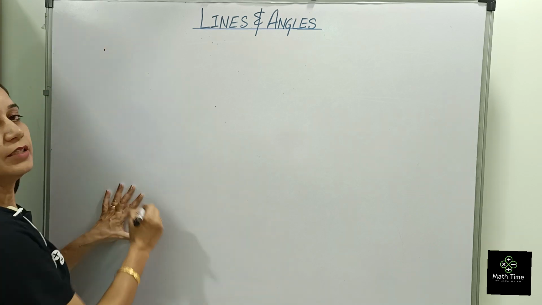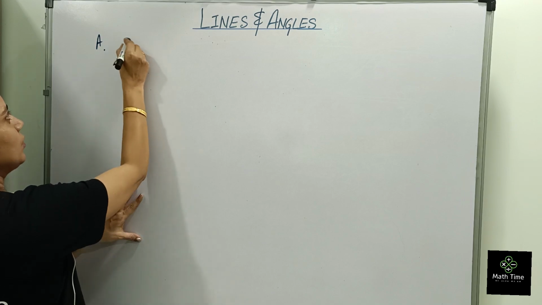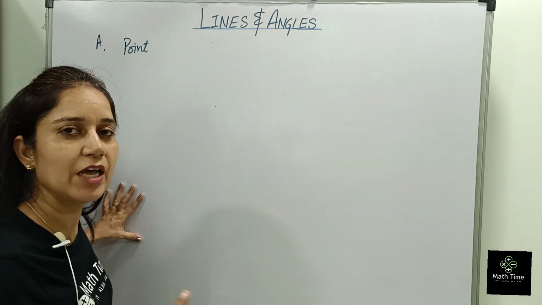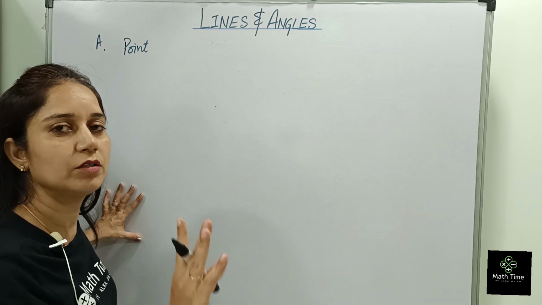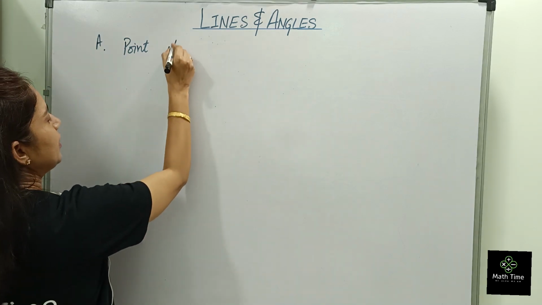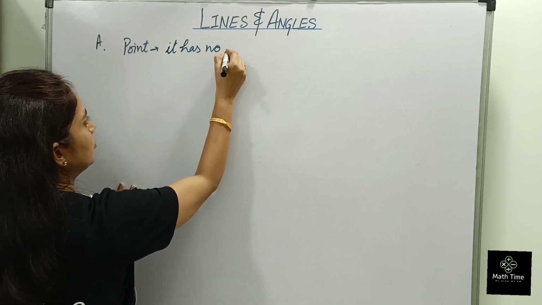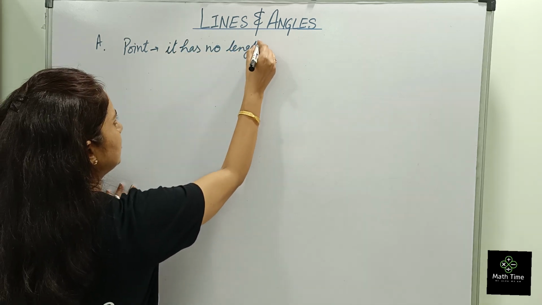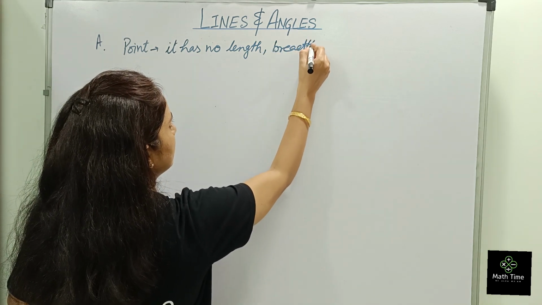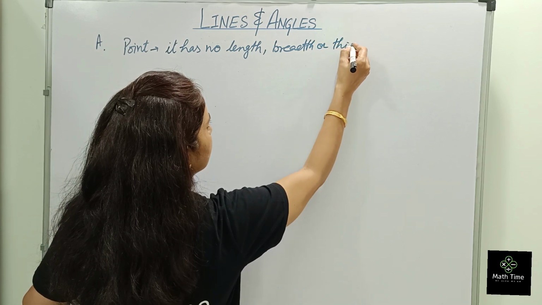Starting with, this is our point A. You can name it anything. A point does not have any length, breadth or thickness. No dimension. It has no length, breadth or thickness.